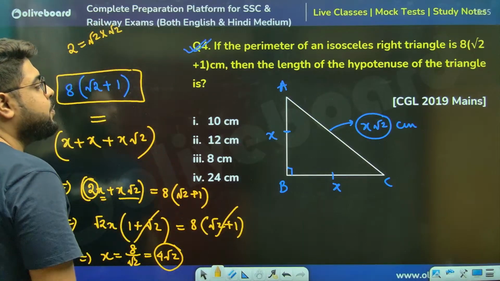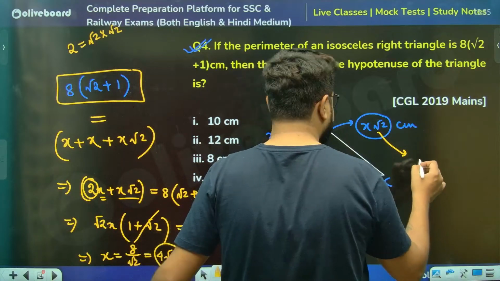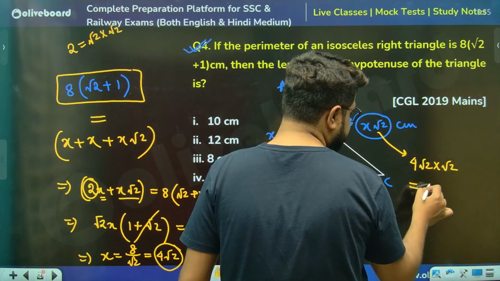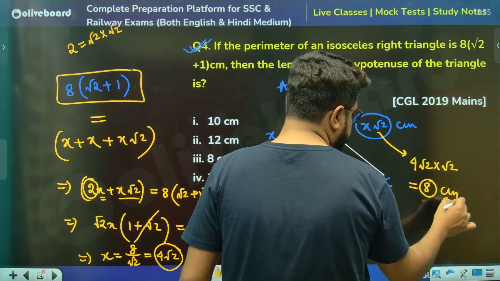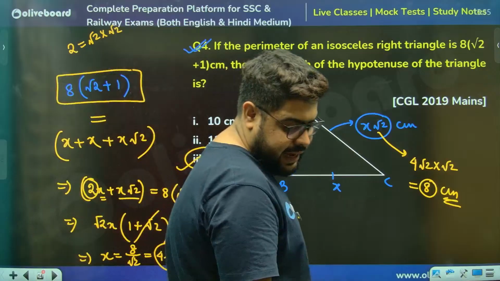Acha, they are asking the hypotenuse. Hypotenuse means x root 2. x is 4 root 2, into root 2, so the answer will be 8. Option number 3. The answer will be 8.